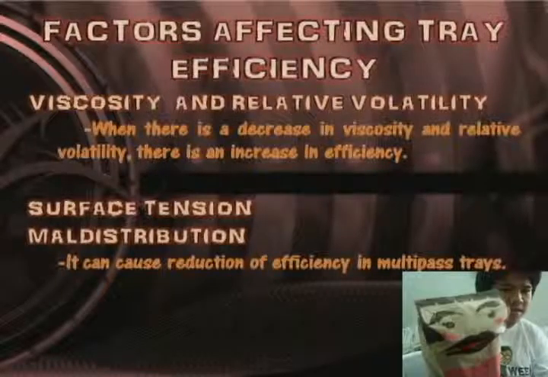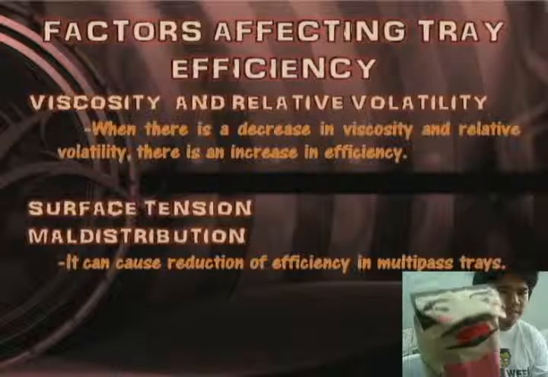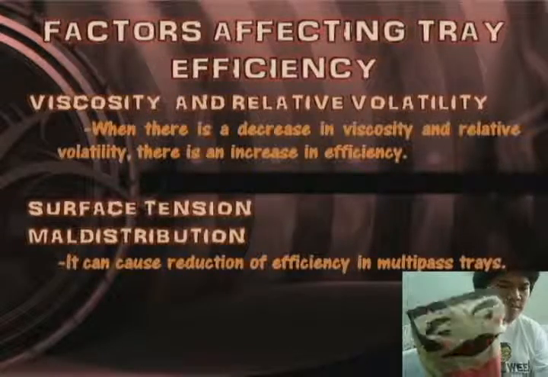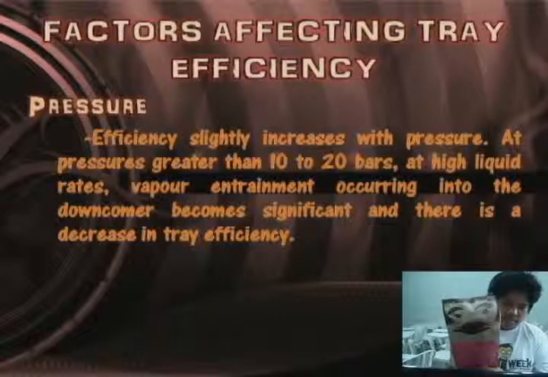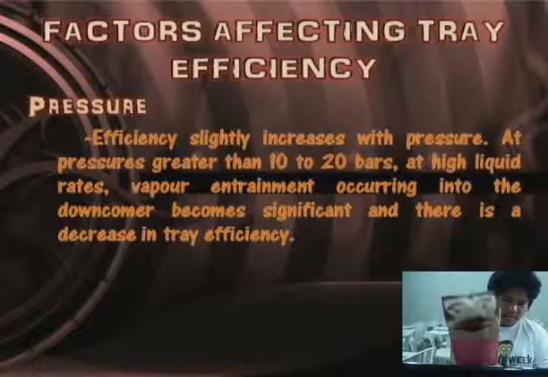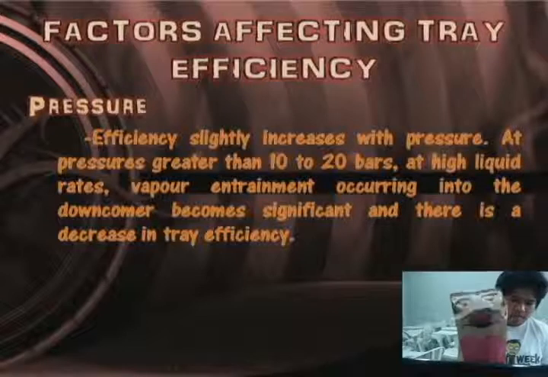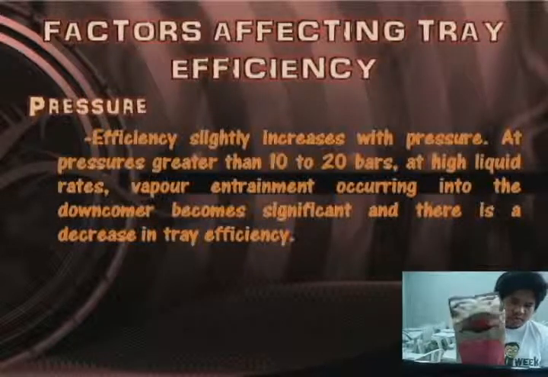Viscosity and relative volatility. When there is a decrease in viscosity and relative volatility, there is an increase in efficiency. Maldistribution can cause reduction of efficiency in multi-pass trays. Efficiency slightly increases with pressure. At pressures greater than 10 to 20 bars, at high liquid rates, vapor entrainment into the downcomer becomes significant, and there is a decrease in tray efficiency.